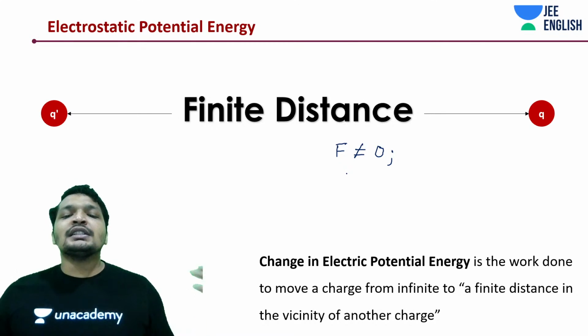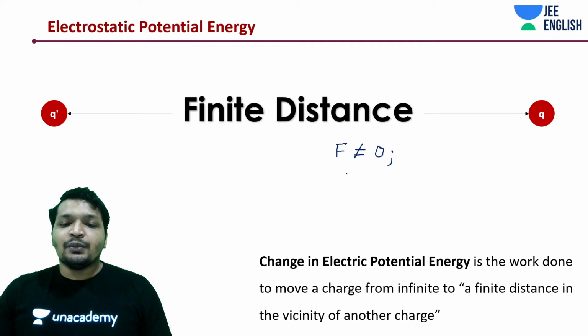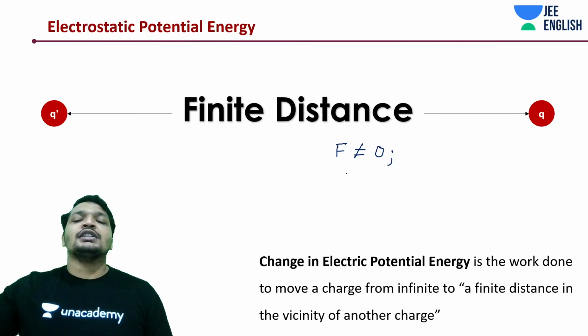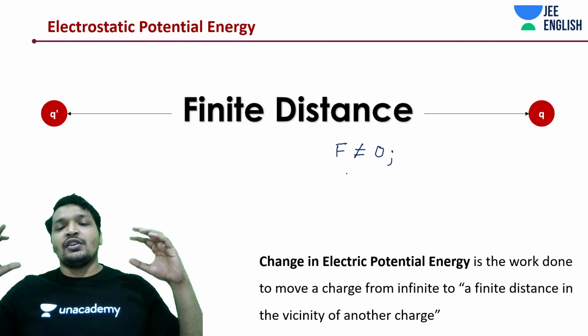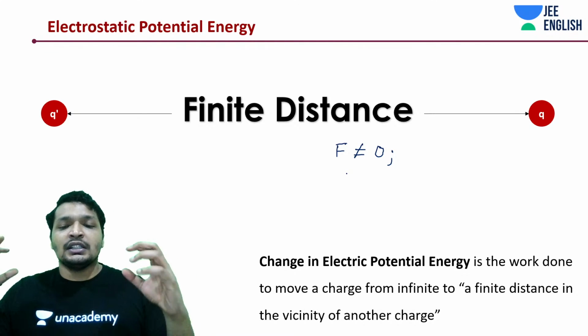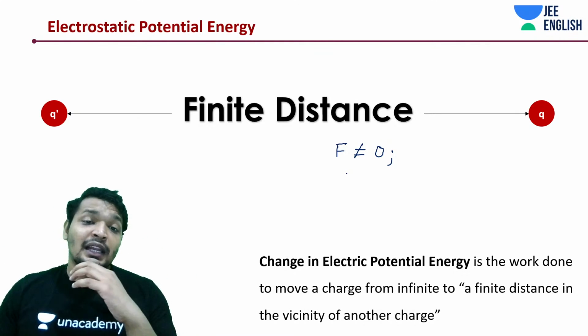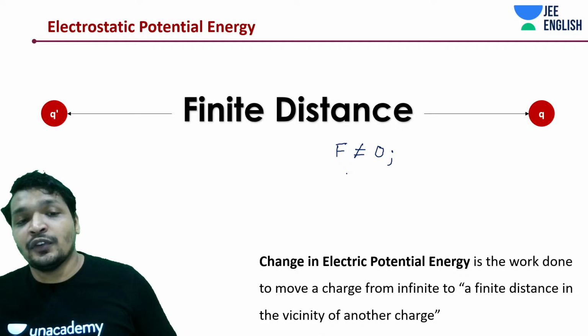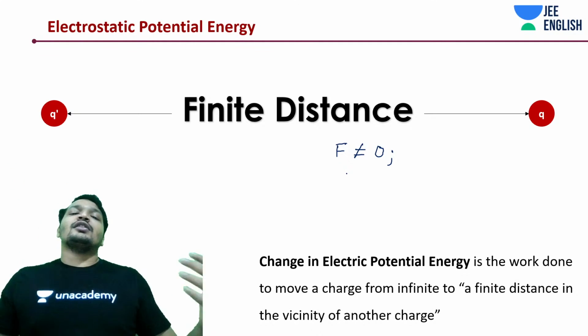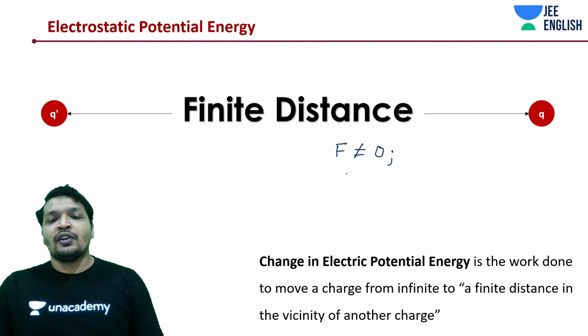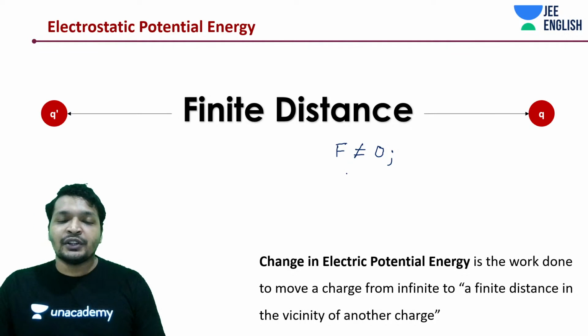So we call this change in potential energy the work done to move these charges, these two charges, not just one charge. In this case, we are assuming them to be like charges. The analogy that we saw was for a negative charge, which is not quite a relevant concept when we are talking about electrostatic potential energy.